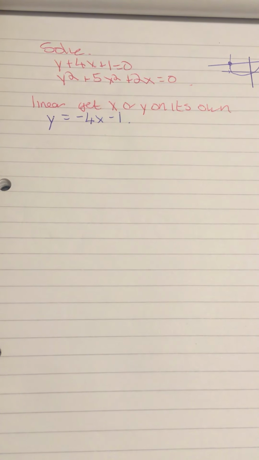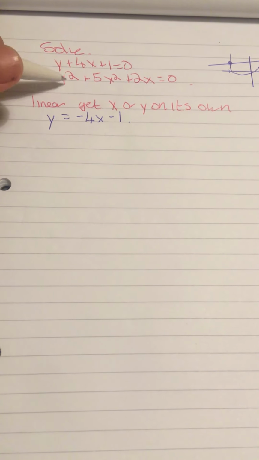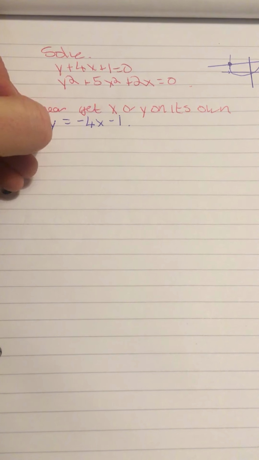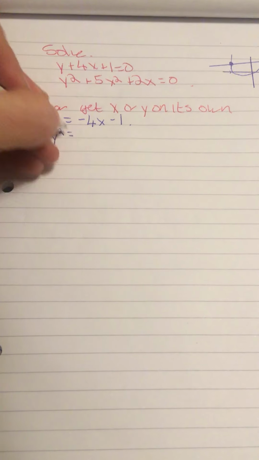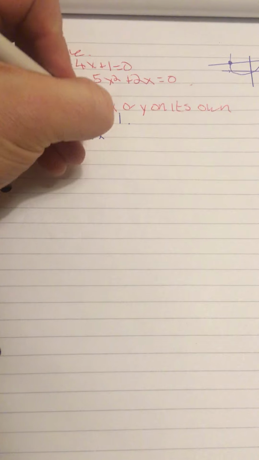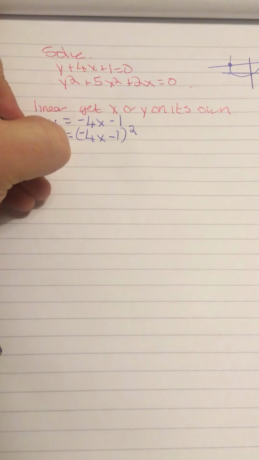The reason I'm doing this in the first place is because I look at my quadratic, I have x squared and y squared, and basically I can't add them up because one's x's and one's y's. So we want them all the same letter. So I get y on its own. I look down here, I have a y squared also, so I need to get y squared. So that's minus 4x minus 1, and I need to square it. So I'll just square it now.